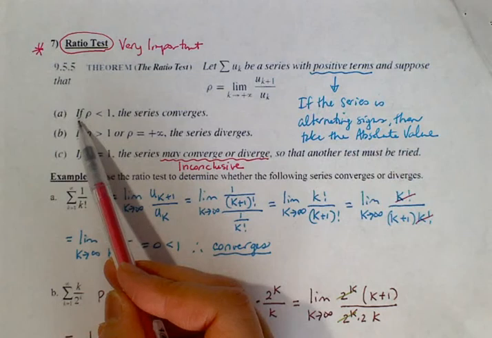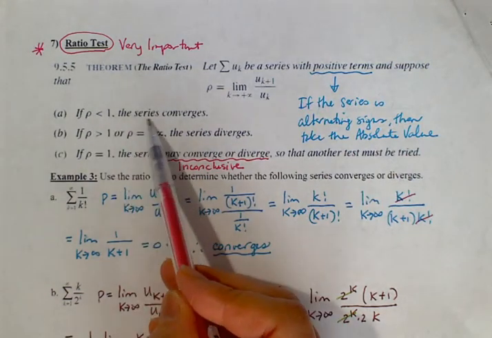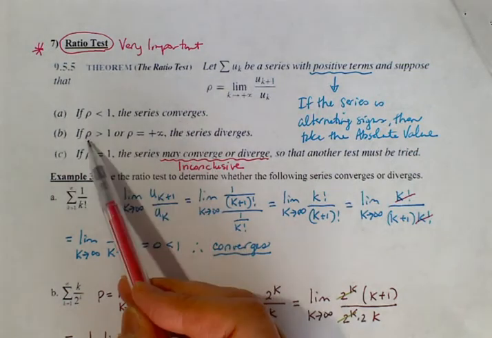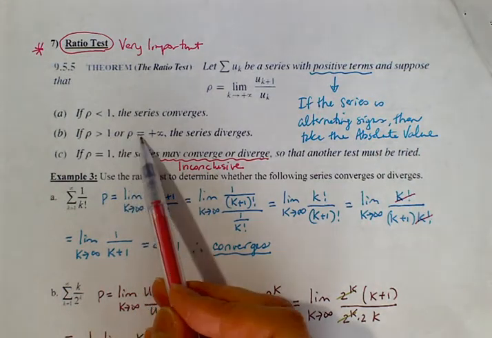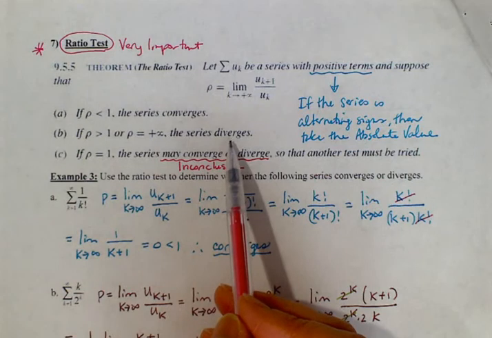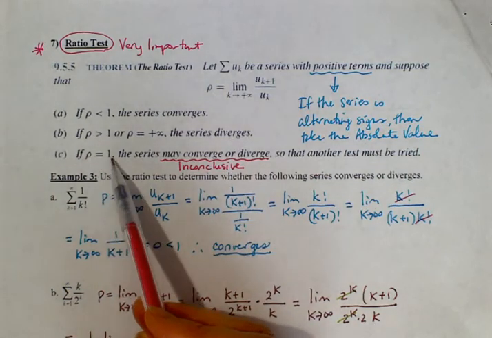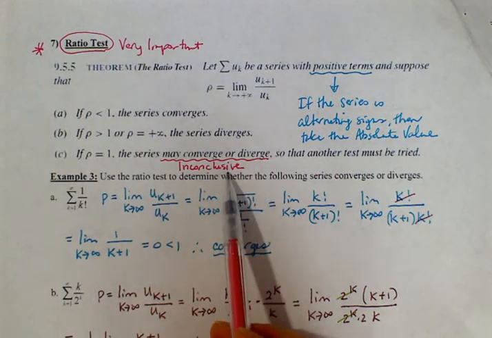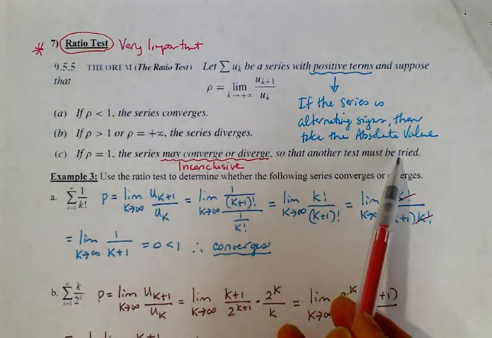So if this limit is less than 1, then the series converges. If the limit p is greater than 1, or if p equals infinity, then the series diverges. In the case of p equaling 1, the series may converge or diverge, which means that it's inconclusive. So then that means that another test must be tried.